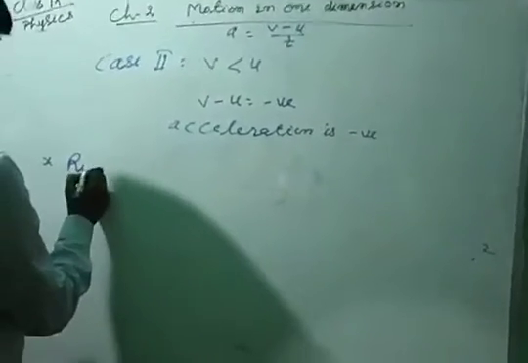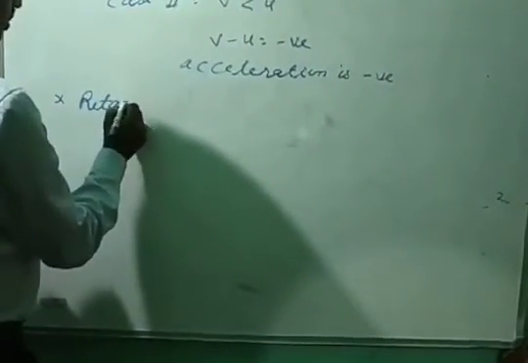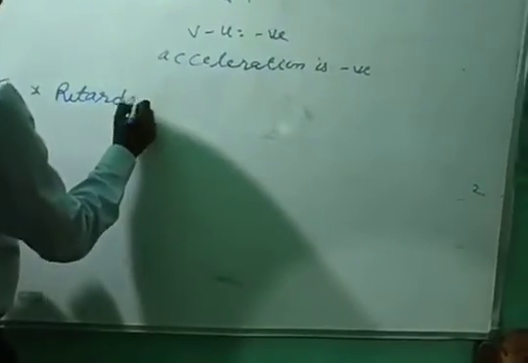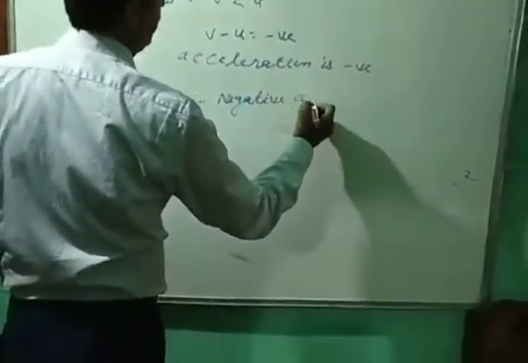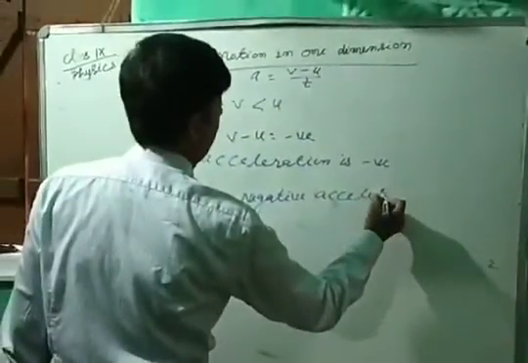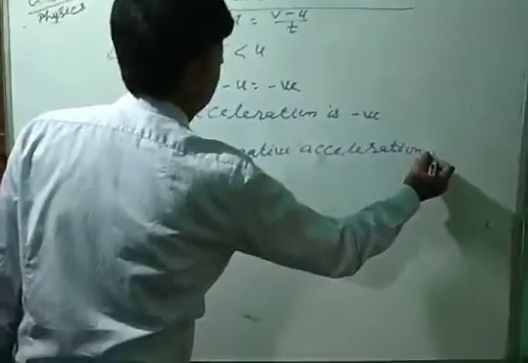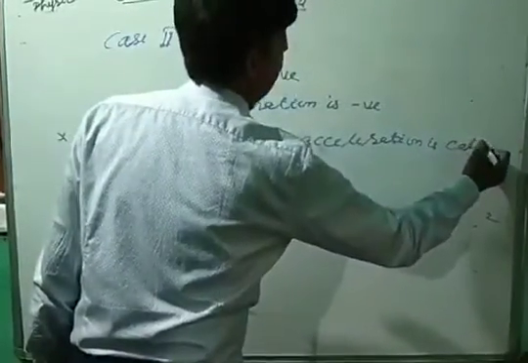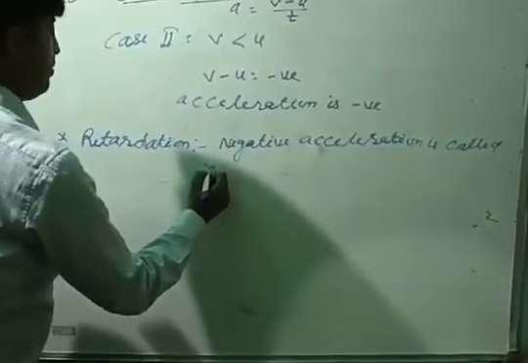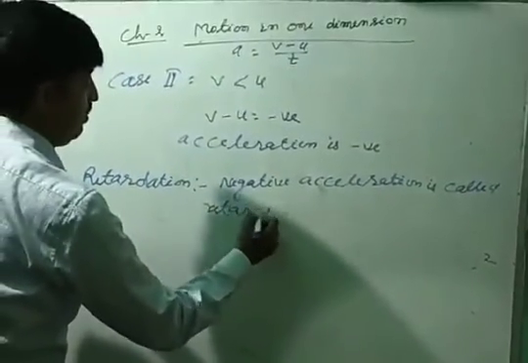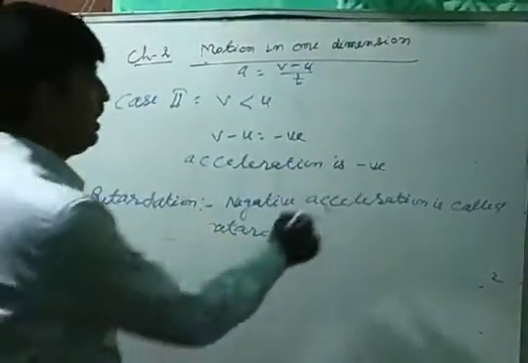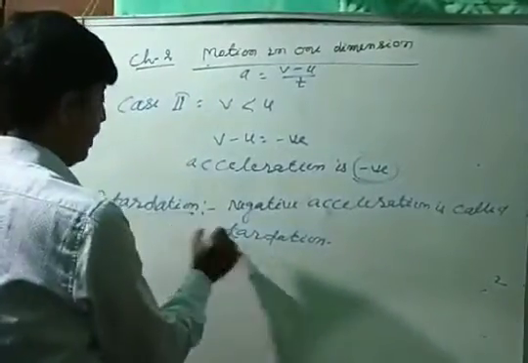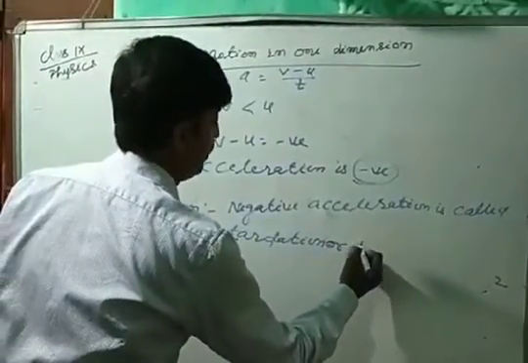What is retardation? Negative acceleration is called retardation. Since the acceleration is negative, it is called retardation or deceleration.